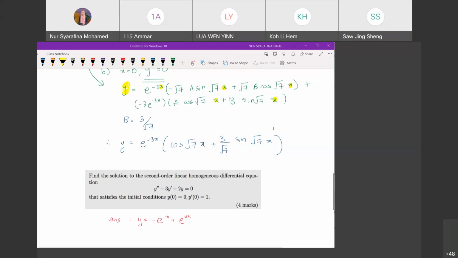Anyone has problem finding the solution of this second order linear homogeneous equation? All good? No response. You're still doing it? Still doing. Okay, take your time. I'll give you another 2 minutes.